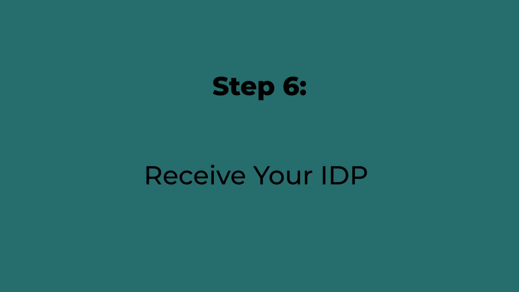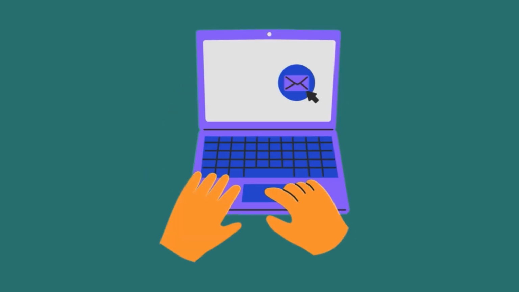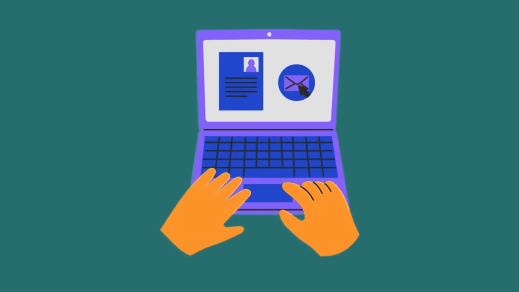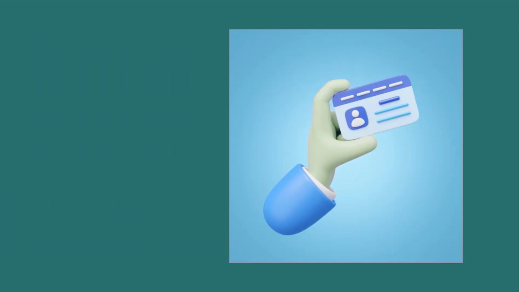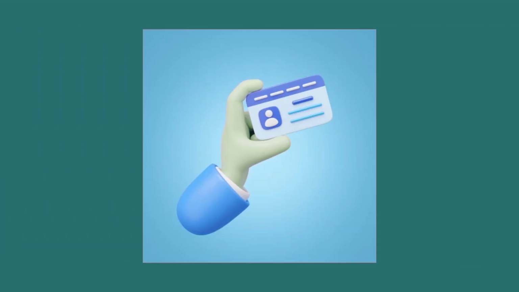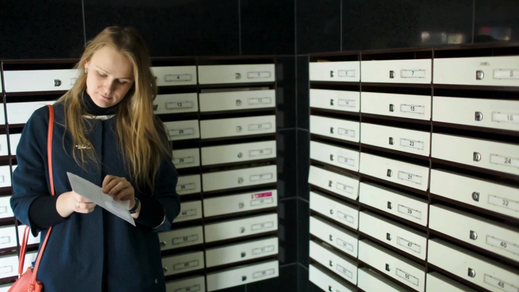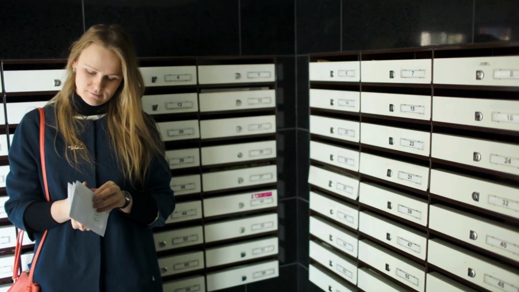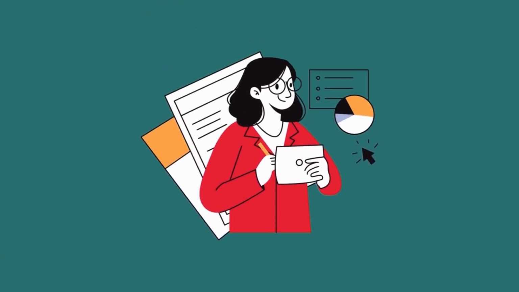And the final 6th step, you'll receive your IDP. Now, after your application is approved, which can happen very quickly, you'll receive a confirmation email. Your digital IDP will be sent to you and the physical card will be shipped to your address if you choose that option. So these are the steps to follow if you'd like to apply for international driving license online in the UK.